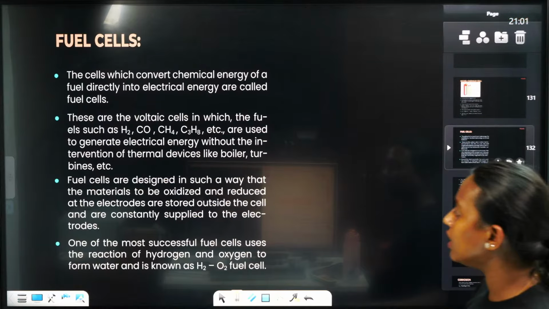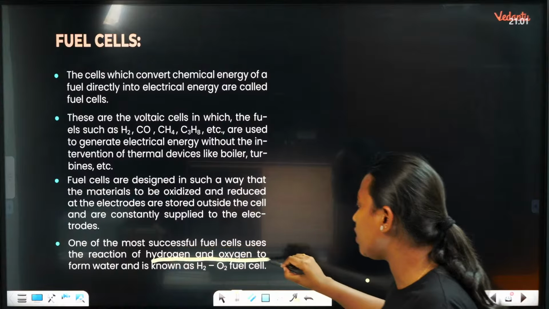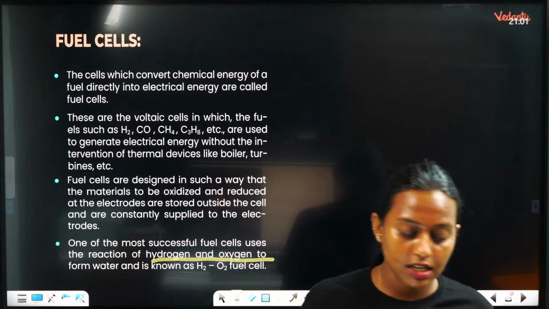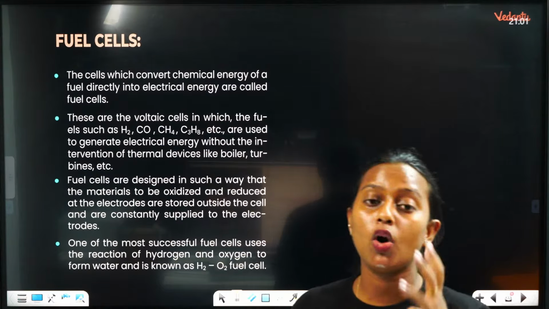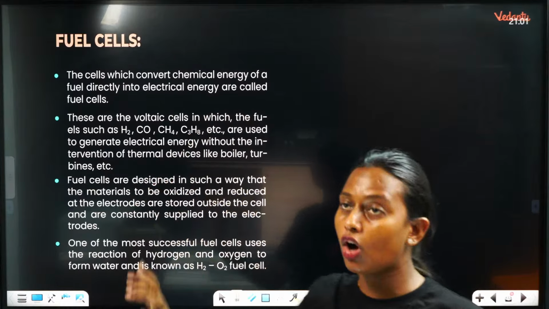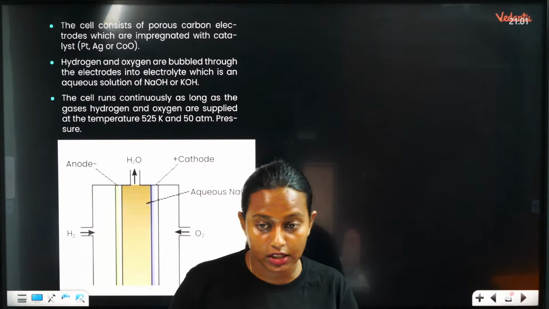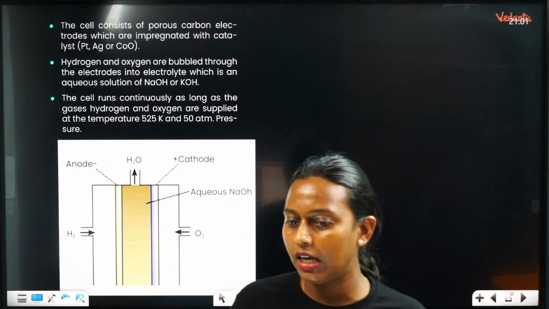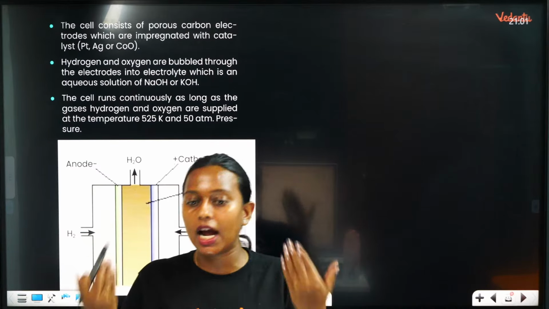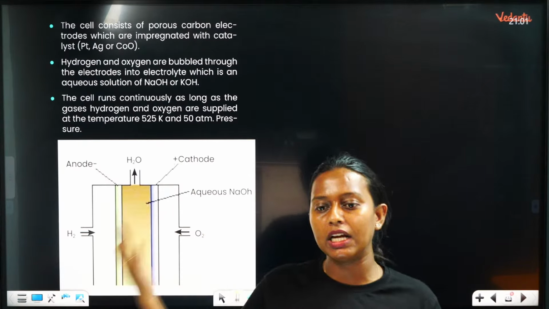One of the most successful fuel cells uses the reaction of hydrogen and oxygen. Hydrogen and oxygen fuel cells are very useful, because the byproduct is just water. Normally astronauts carry hydrogen oxygen fuel cells when they go, because the water from it is actually drinking water, and its byproduct is not harmful. And as many reactants as you supply, you get that much product. If you keep supplying reactants, you will get product.